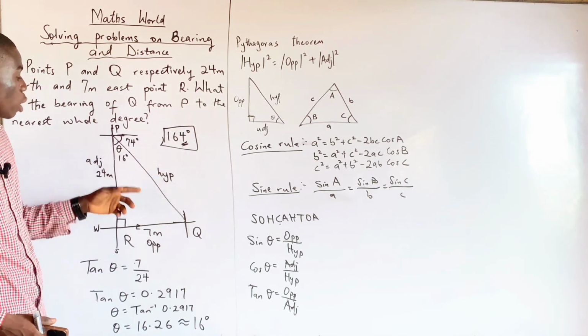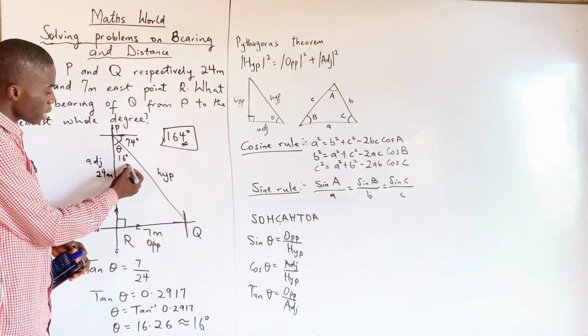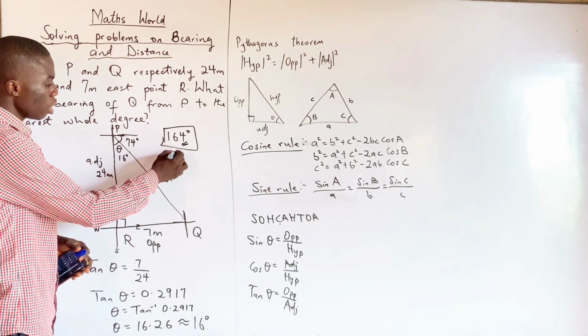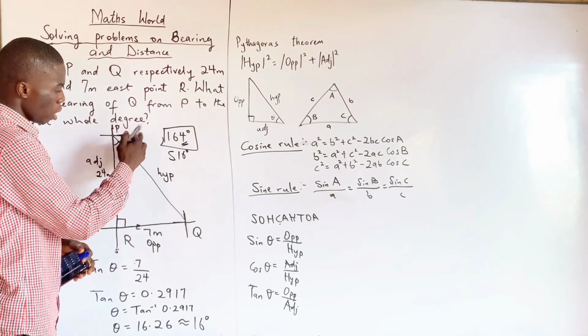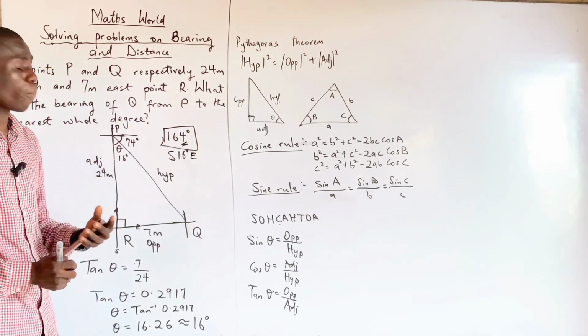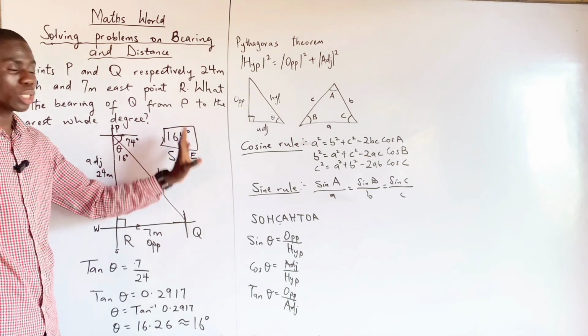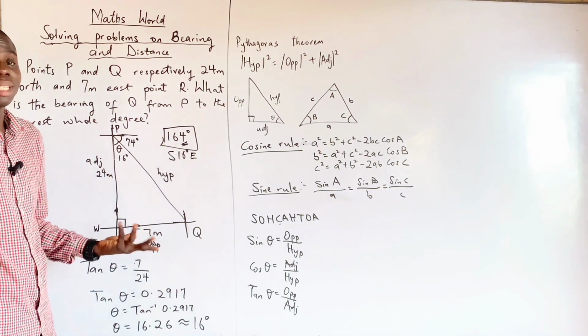164 degrees. And if you want to make it your compass bearing, it will be what? South 16 degrees east. If you have not watched my video on compass bearing, go and check it out. And this is how you solve questions on this. You see, it's very easy, it's not hard.